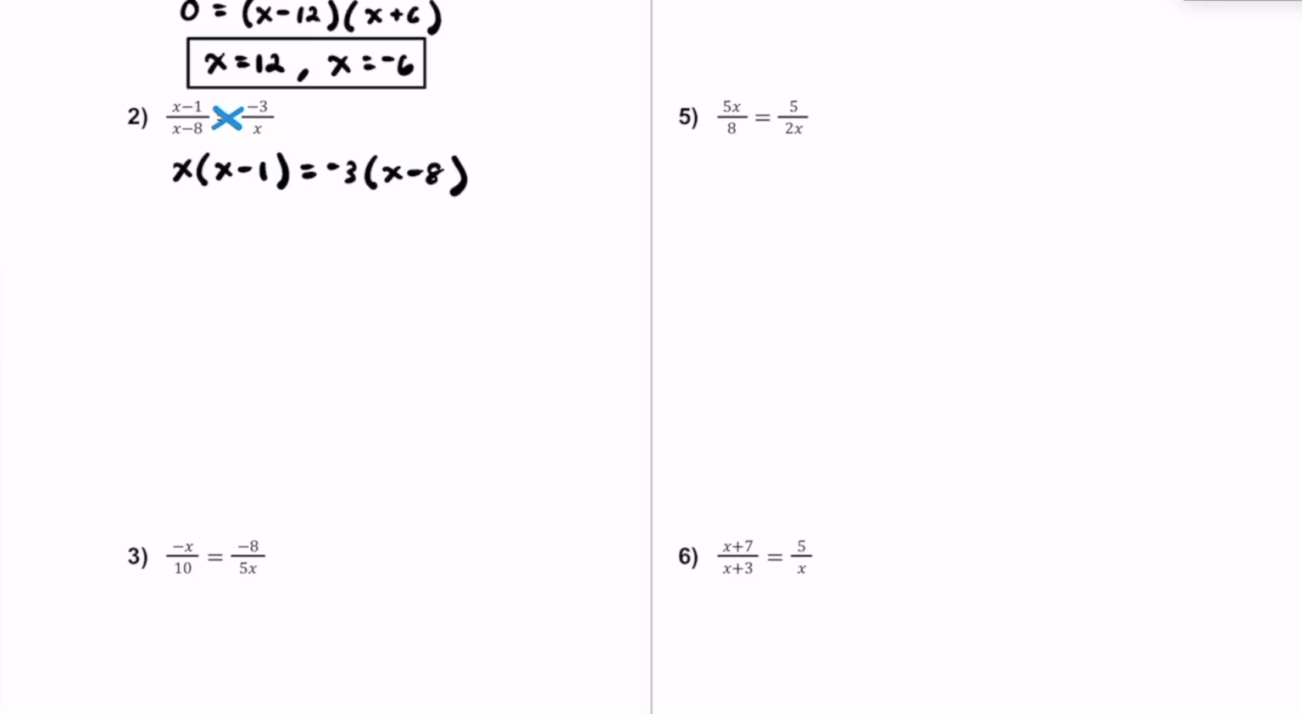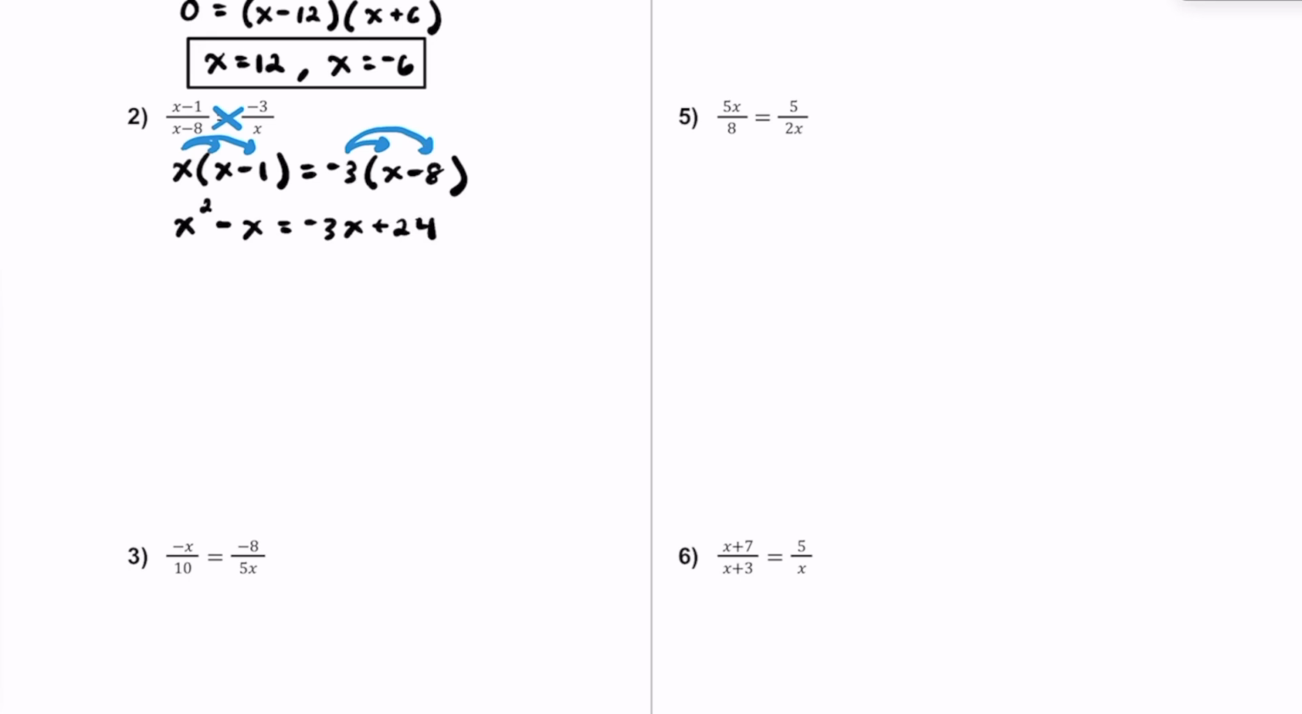All right, so once you find your cross products, let's go ahead and just apply the distributive property to both sides of the equation here. If we go ahead and do that, then we're going to have x squared. Yep, it's a quadratic equation. And then minus x is equal to negative 3x plus 24.